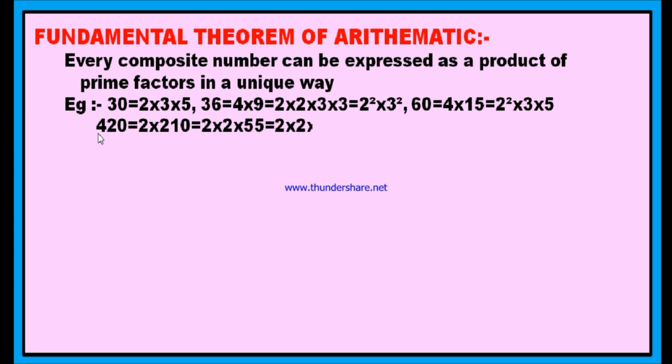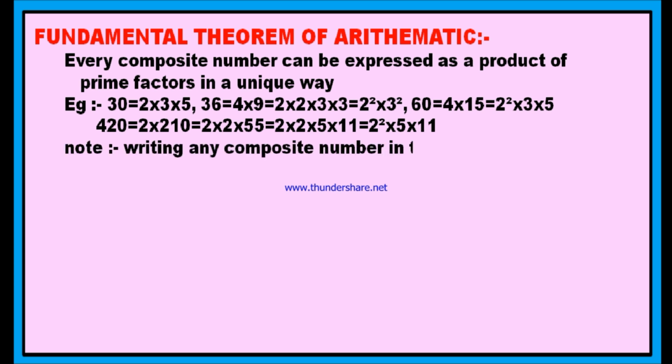Now go for another example, 420. This 420 you can write as 2 into 210. Again you can split 210 as 2 into 105, and you can split this 105 as 5 into 21, which is 3 into 7. Therefore, finally 420 is equal to 2 into 2 into 3 into 5 into 7. 2 into 2 is 2 square, so 420 can be written as the product of prime factors as 2 square into 3 into 5 into 7. This is again a unique way. This is what is the fundamental theorem of arithmetic.